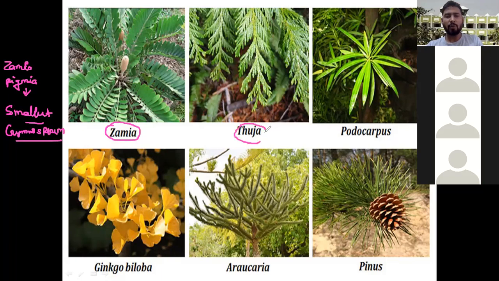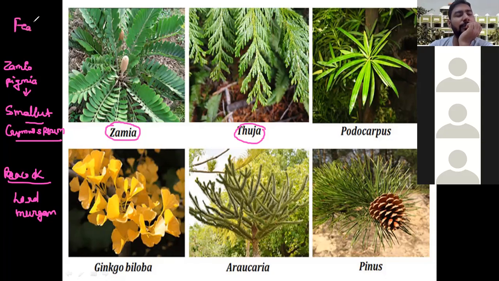Thuja, that is more punkh. It is looking like the more. More is Hindi, in English it is called the peacock. It is looking like the more punkh, which means the feather of a peacock. Thuja, feather of peacock. Clear? It is looking like Thuja.